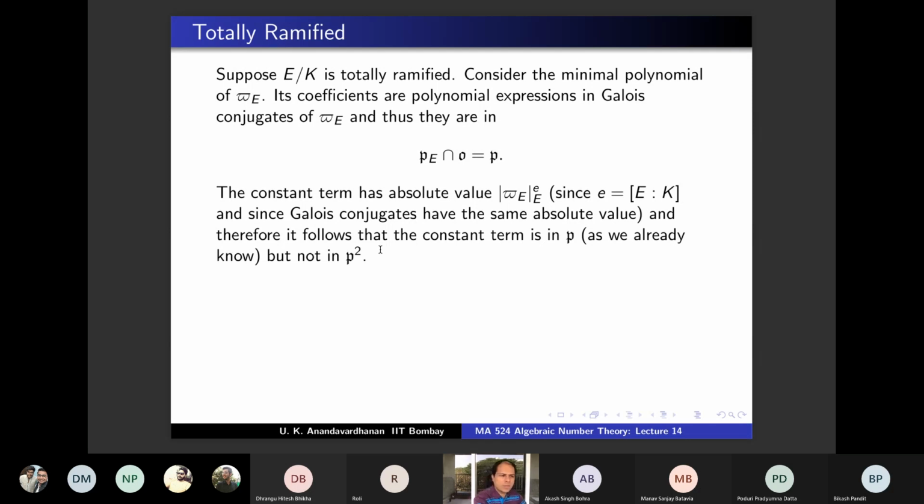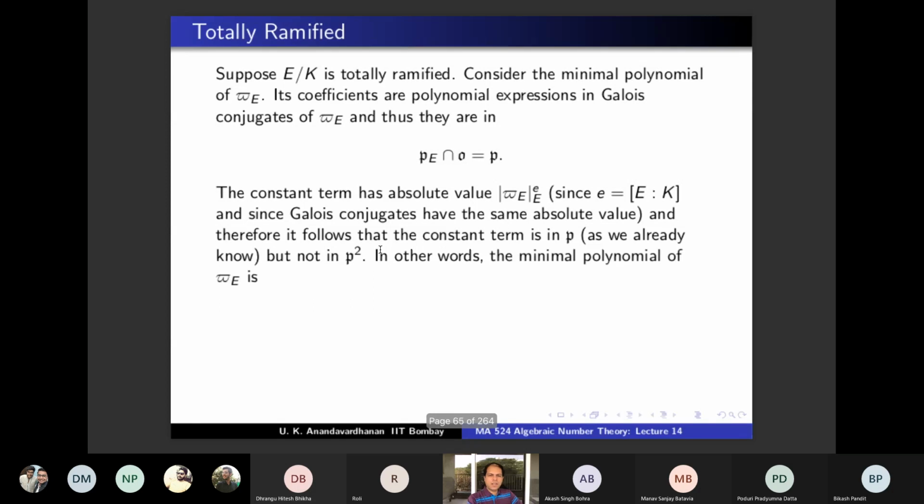What do you call such a polynomial? All the coefficients except the leading one, which is monic, are in p, and the last one is not in p square. If you know this much, there's a name for such polynomials. It sounds like the Eisenstein criterion. Yeah, it is exactly that. I call such polynomials Eisenstein polynomials. Yeah, it is Eisenstein's criterion.